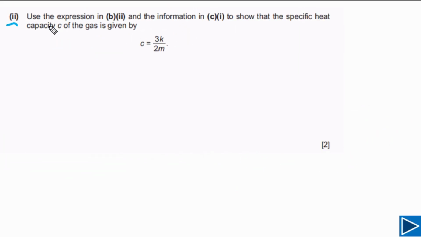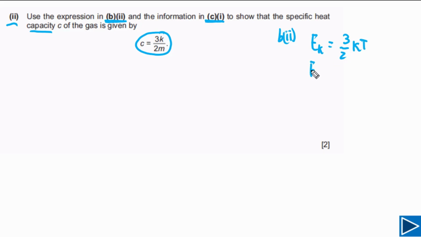For the second part, the question is asking us to use the expression in part B2 and also the information from part C1 to show that the specific heat capacity C of the gas is given by this expression. Simply means that we have to derive this one. If we go back to part B2, in part B2 we have discussed that the kinetic energy of a single molecule, this is equal to 3 by 2 kT, and this is the kinetic energy of a single molecule.